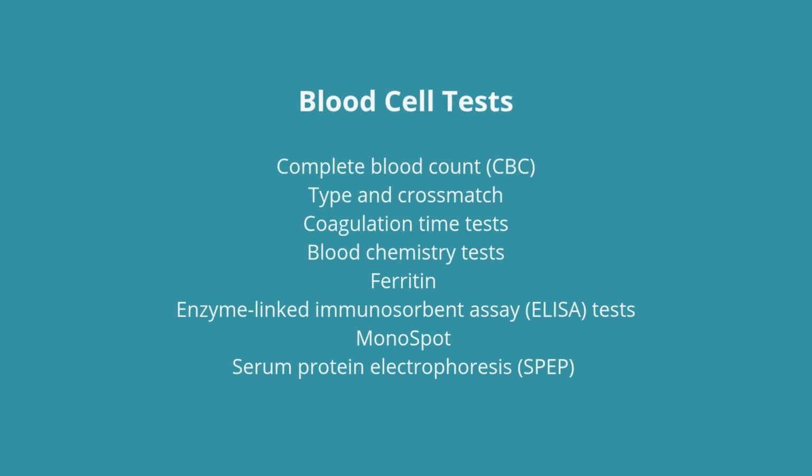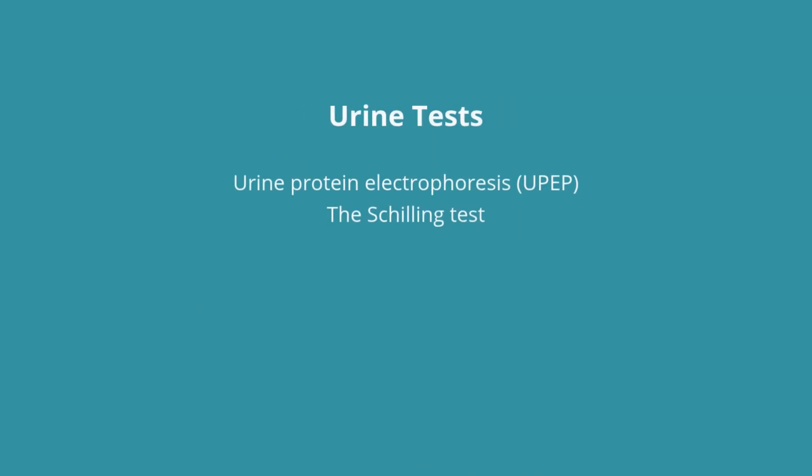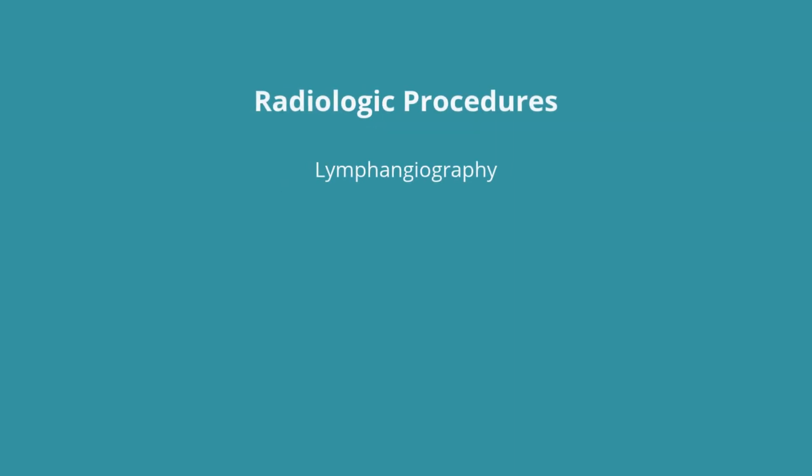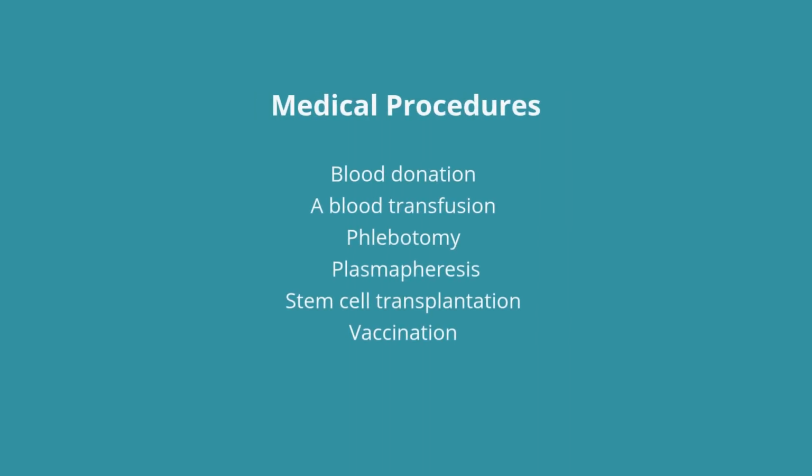Common blood cell tests include complete blood count, type and cross-match, coagulation time tests, blood chemistry tests, ferritin, enzyme-linked immunosorbent assay, monospot, and serum protein electrophoresis. Urine tests include urine protein electrophoresis and the Schilling test. Radiologic procedures include lymphangiography. Medical procedures include blood donation, a blood transfusion, phlebotomy, plasmapheresis, stem cell transplantation, and vaccination.